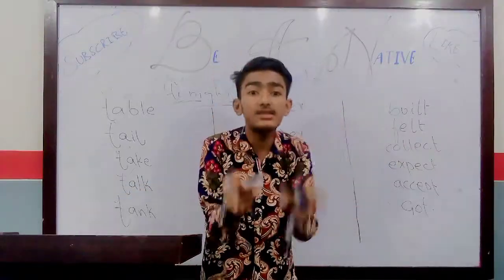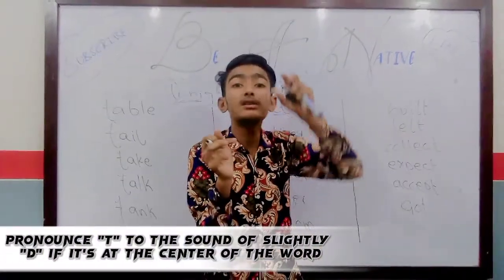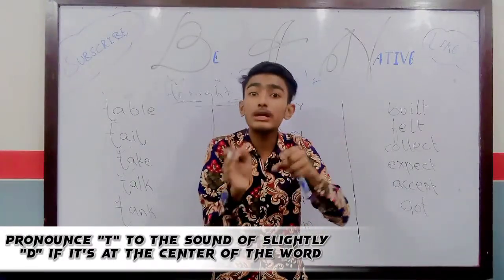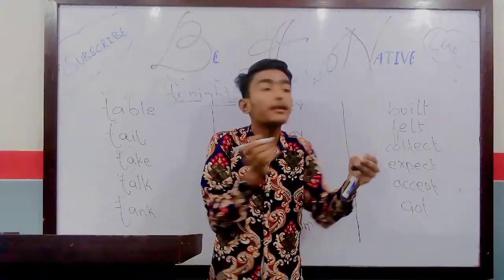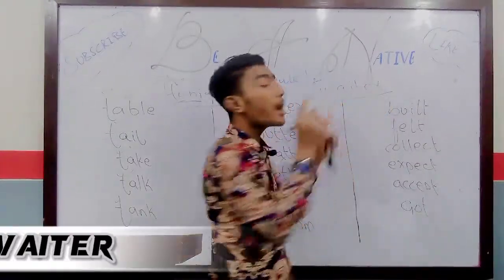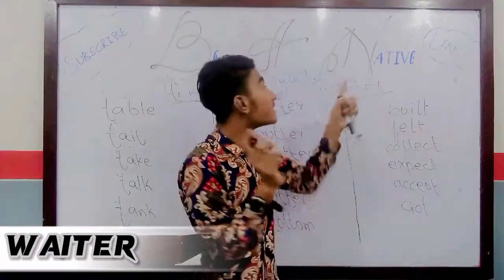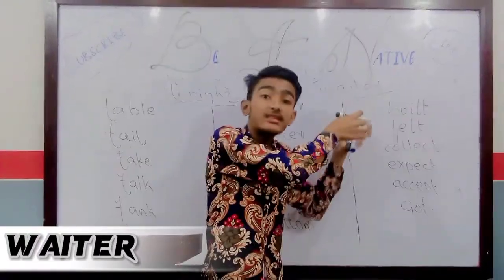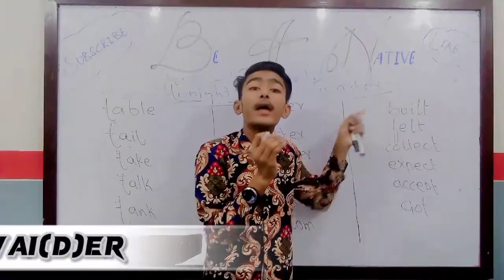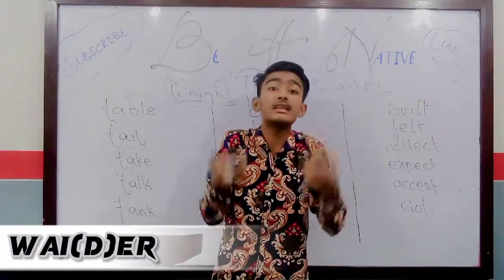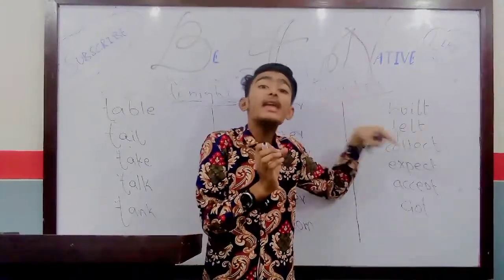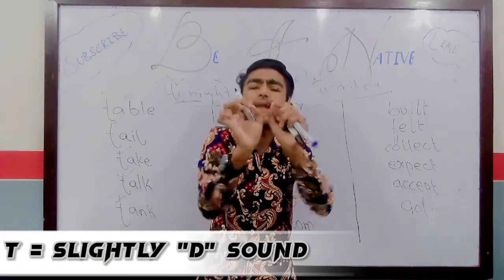But if it's the T at the center, you got to pronounce it as a single D with a slight sound. So, for example, I'm going to write a word, and that is waiter. The T is single, and it's at the center. So you got to pronounce it D with a slight sound. So it's waiter. You're not pronouncing the T completely or the D completely. It's a single and slight D.